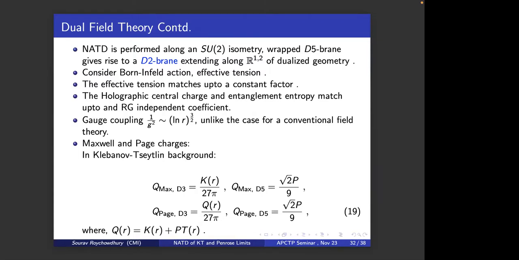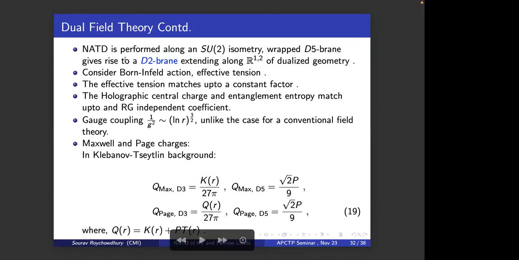Okay, so now one can consider the holographic central charge. One can work out the holographic central charge by the Ryu-Takayanagi formulation. And it turns out that this is actually RG independent. So this actually turns out these two descriptions.